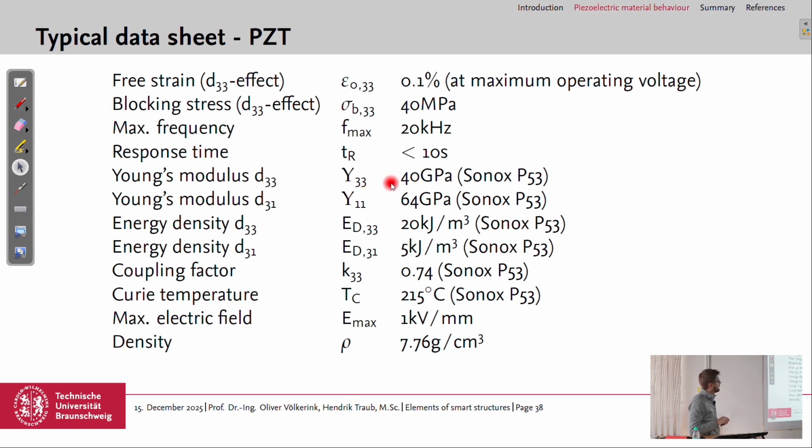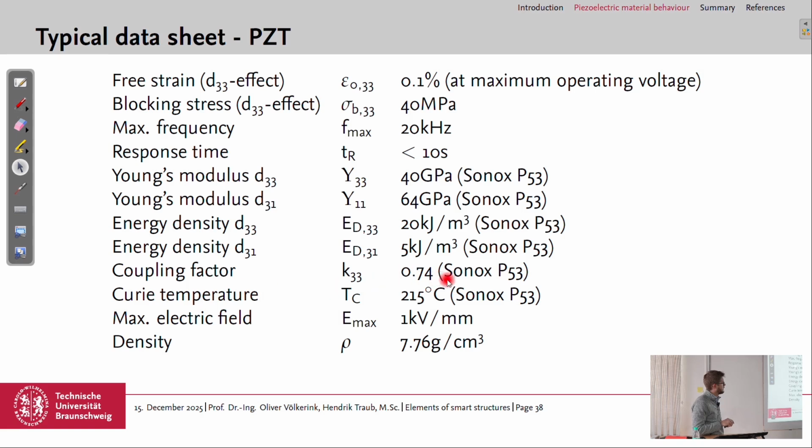So the modulus is different in the 3-3 direction and in the 1-1 direction because we have anisotropic behavior after the polarization. And it's between 40 and 64 gigapascals for this Sonox P53 material. So close to aluminum in the one direction. The energy density is different between the two effects.